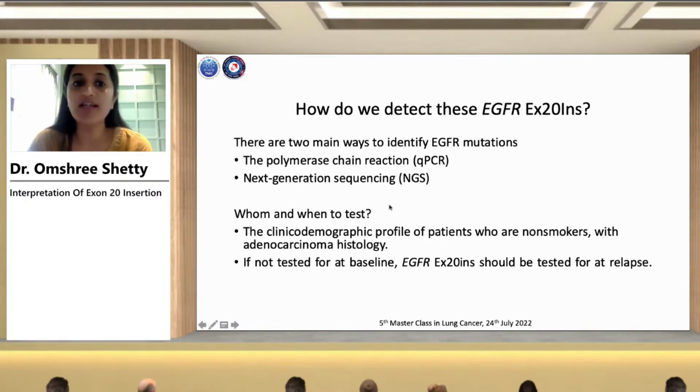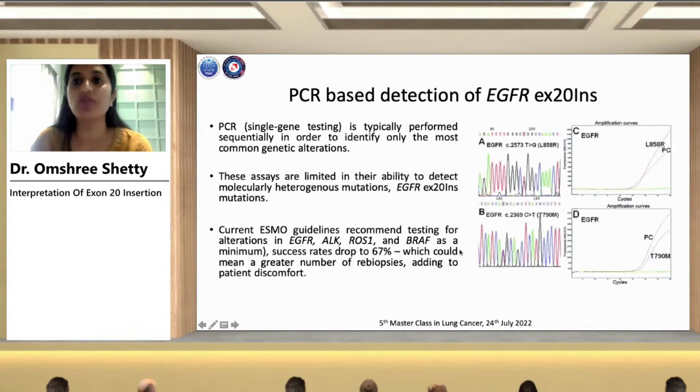Whom and when to test? The clinico-demographic profile of most of these exon 20 insertion patients shows that they are non-smokers with adenocarcinoma histology. And if not tested for exon 20 insertions at the baseline, definitely at relapse, it needs to be looked for.